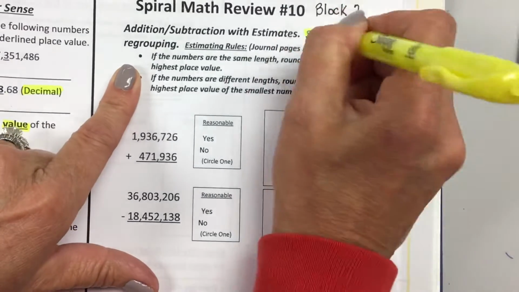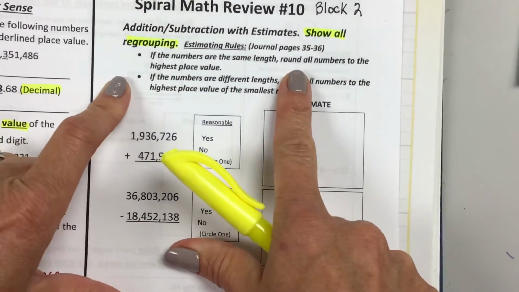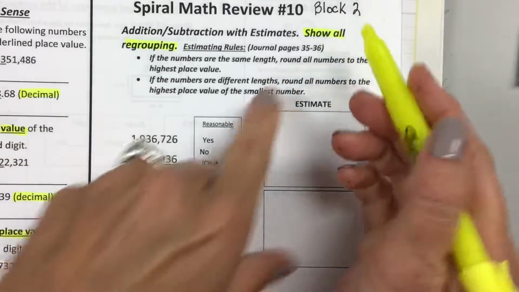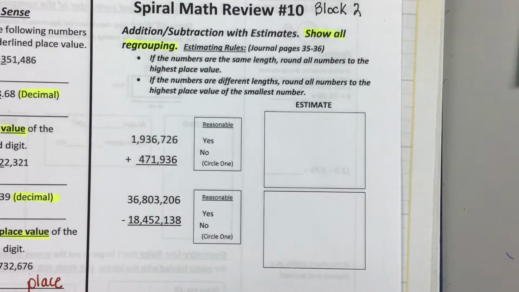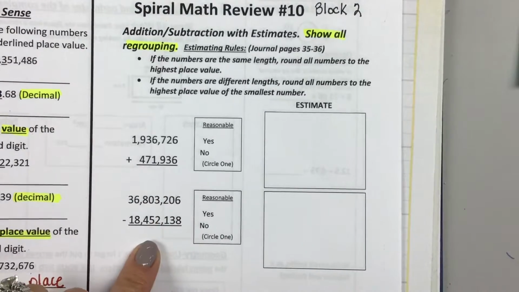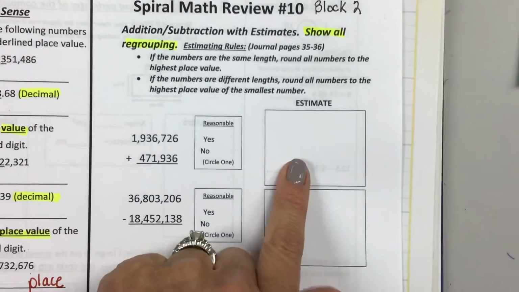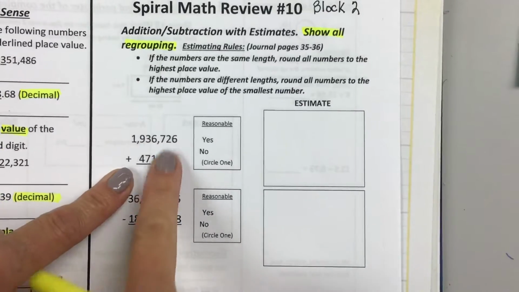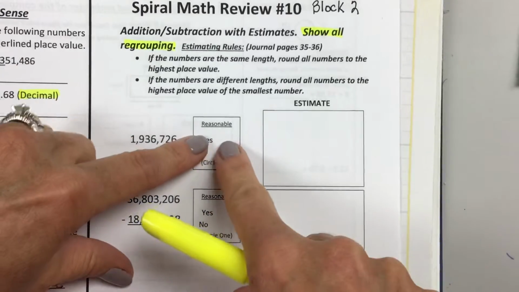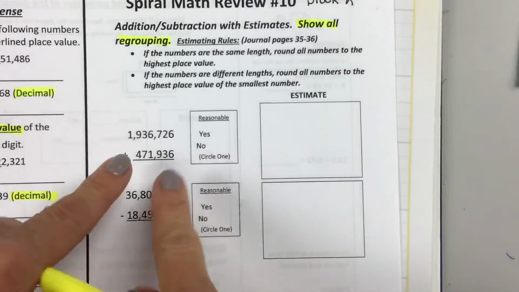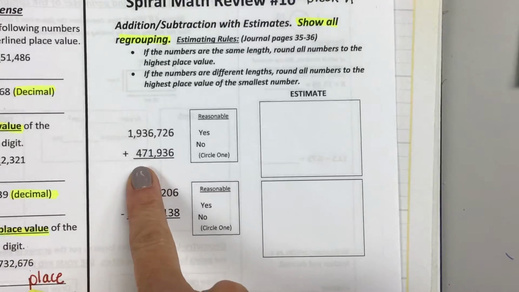Okay, over here we have addition, subtraction with estimates. Show all regrouping. Okay, remember our estimating rules? We can find those on pages 35 and 36 in our journal. We have to round to the highest common place value. They both have to be rounded to the same place value column. So they both have to have that place value column in order for that to be where we round to. Okay? So over here you need to do an estimate, and then over here you need to actually add it, and then you need to decide if it's reasonable. The answer here should be yes. Your estimate should be pretty close to your actual number.